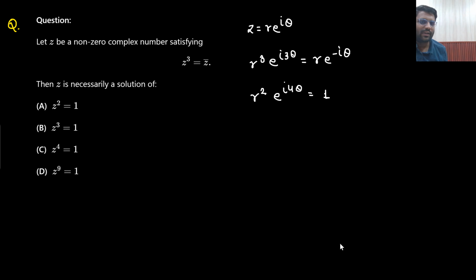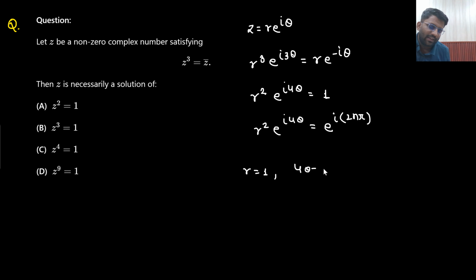So what is the value of R? R square equals 1, so R is 1. Now 1 can be written as e to the power iota 2n pi. So if you compare, the value of R is 1, but 4 theta is 2n pi. That means theta is n pi by 2. So my value of Z is e to the power iota n pi by 2.